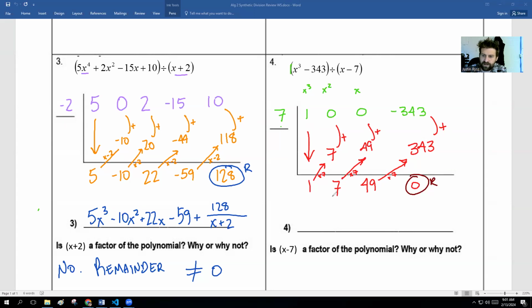So to write our polynomial here as our answer, we started out with 1x cubed, so we got 1x squared. Our next number is 7, which would be x's. Our next number is 49. And then we don't have anything remaining, so that's your 0 remainder. So is it a factor? It sure is, because the remainder equals 0.